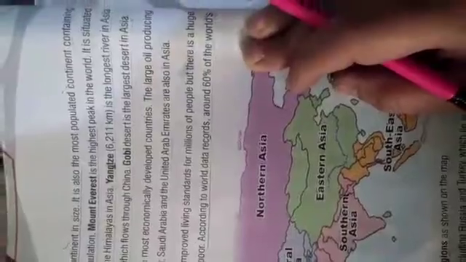Underline these important points. Mount Everest is the highest peak in the world. It is situated in the Mahalangur section of the Himalayan range. Okay, students? You know the Himalayas in Asia, that's a mountainous region. So over there, this Mount Everest, this highest peak, is located.